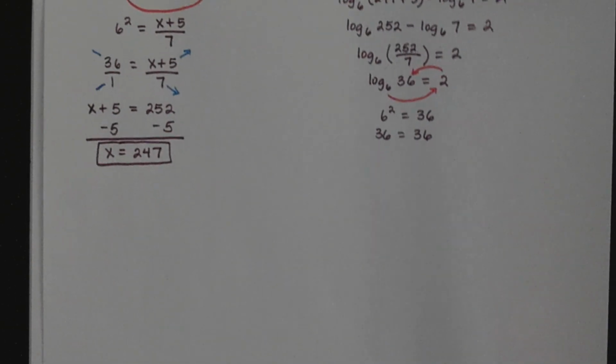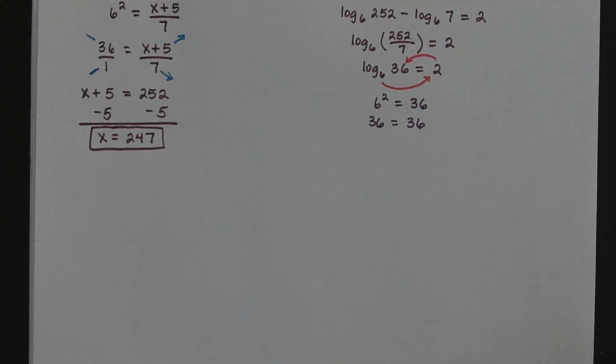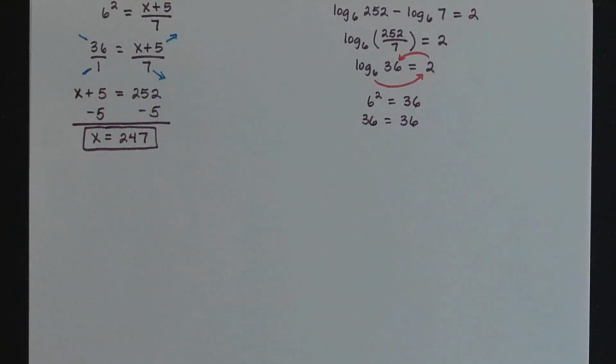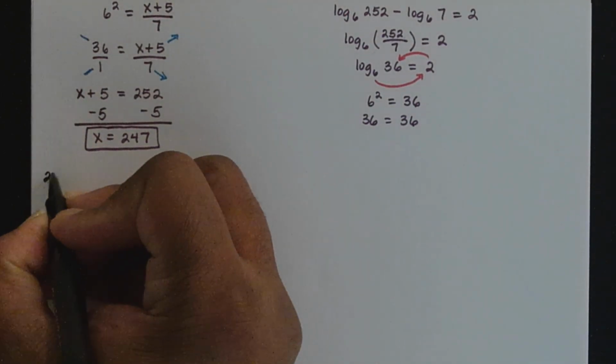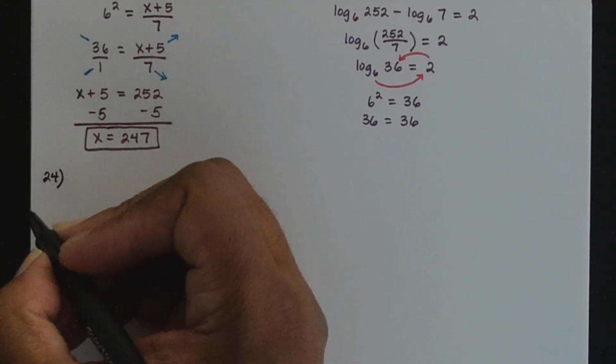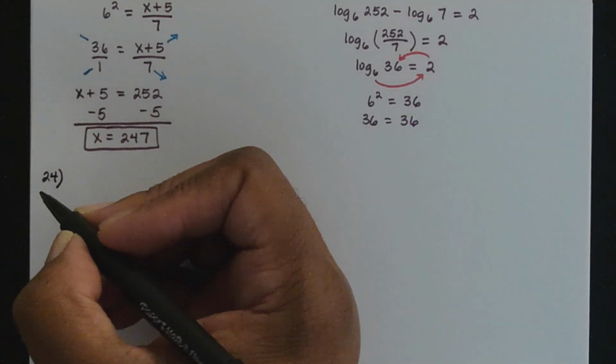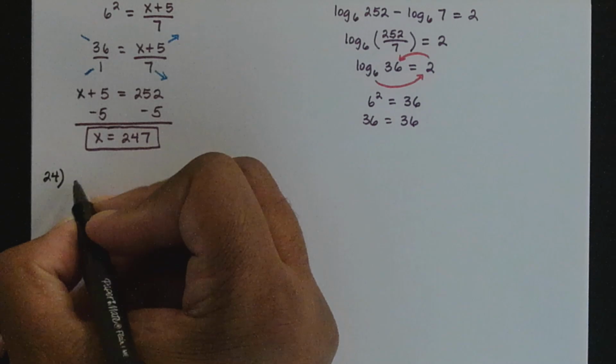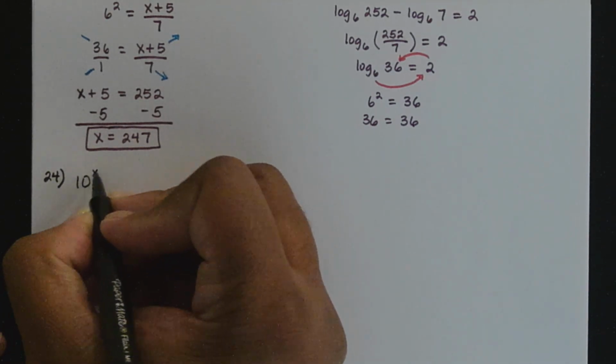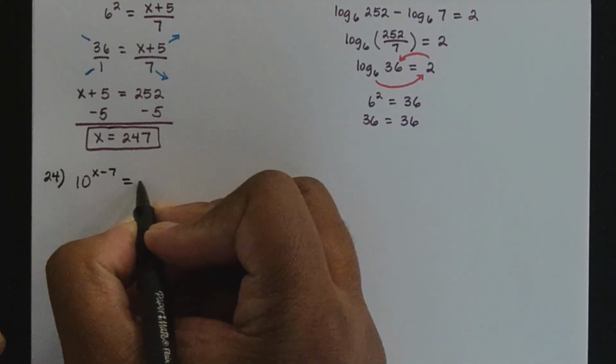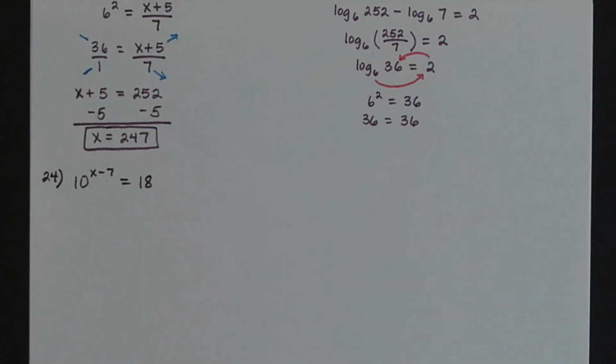All right, number 24 and 25 are exponential equations. All right, number 24, we have 10 to the power of x minus 7, and that's equal to 18. And here we want to solve this equation.